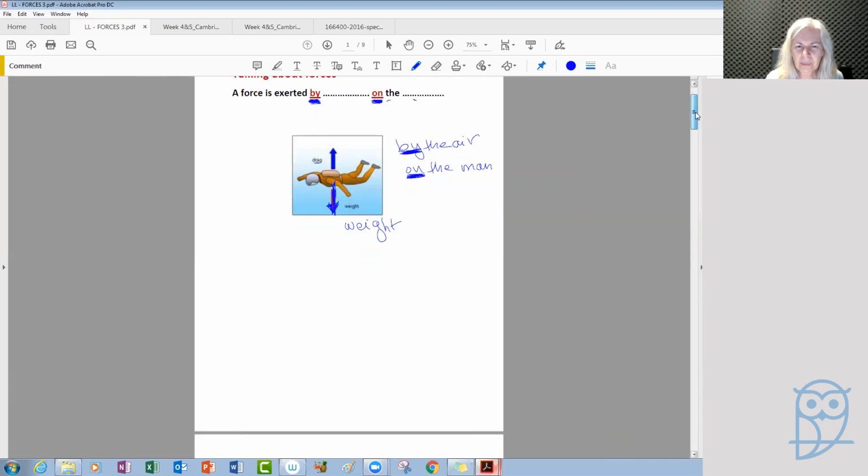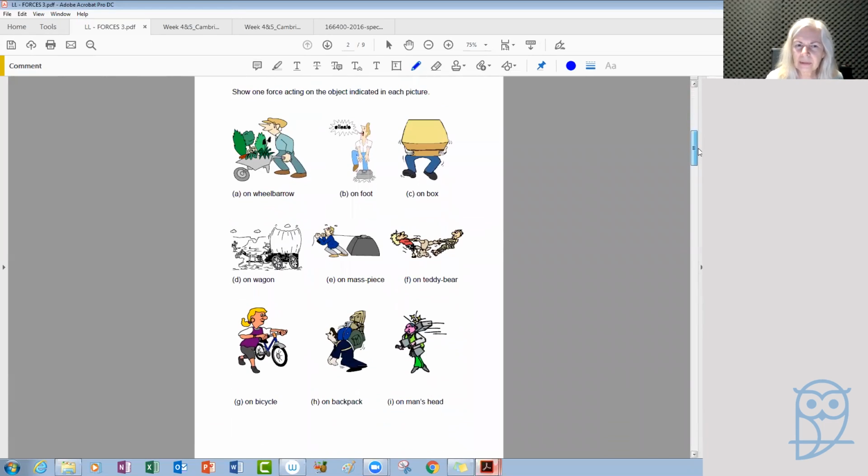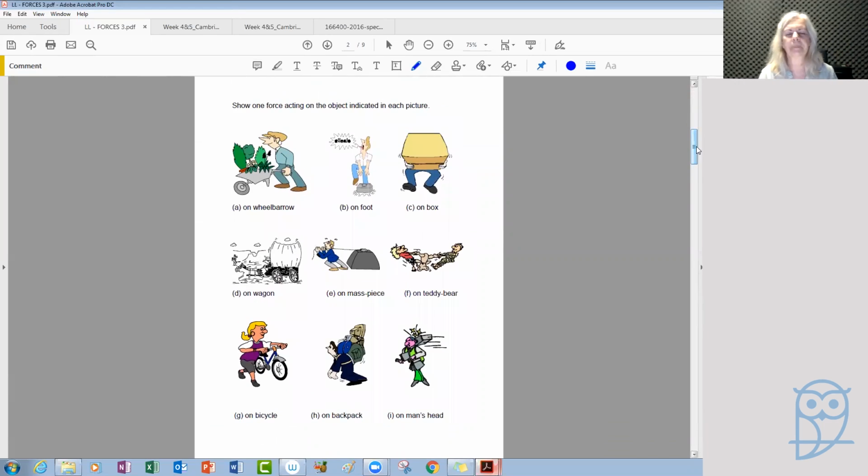So let us try and practice these little words on these pictures. We are given something like 9 pictures here, and we are told to show one force acting on the object indicated in each picture, and we are going to refer to this force properly. They tell us to draw a force acting on the wheelbarrow. It doesn't mean that each object here experiences only one force, but they say draw just one force.